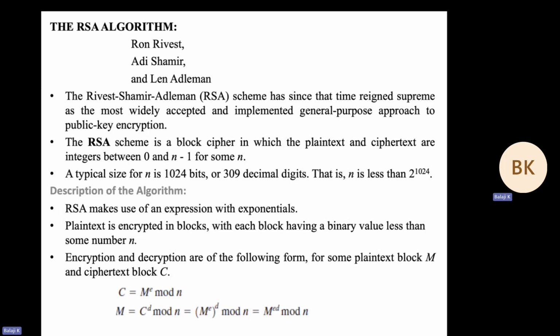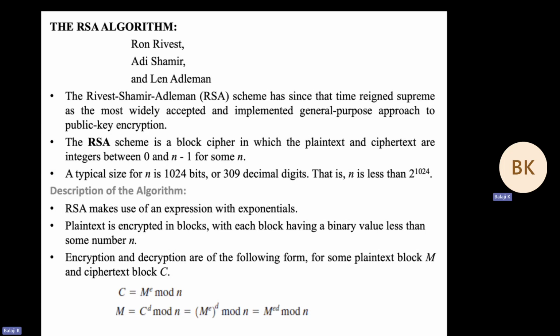Rivest, Shamir and Adleman's scheme has, since its introduction, been the most widely accepted and implemented general-purpose approach to public key encryption. This scheme is a block cipher in which plaintext and ciphertext are integers between 0 and n minus 1 for some n. The typical size of n is 1024 bits. In general, the minimum key size for the RSA algorithm is 1024 bits.